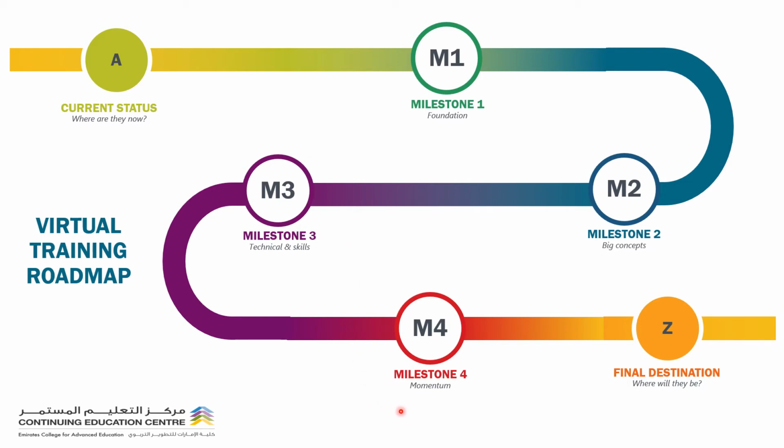And then your final and 4th milestone is going to be the momentum milestone. This is where you're going to build momentum for your learners. It's where you're going to empower them to go out and get moving. It's like your final encouraging push to get them to take action.